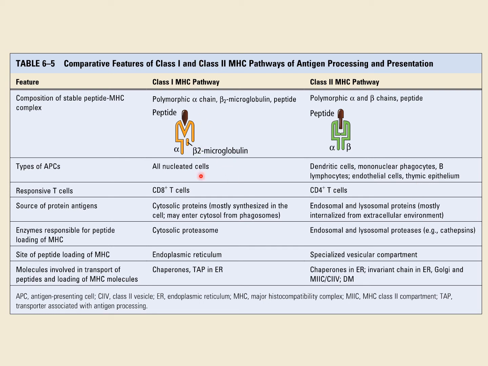The MHC class 1 pathway results in activation of CD8 or cytotoxic T cells. However, the MHC class 2 pathway results in activation of T helper cells or CD4 T cells. The source of protein in the MHC class 1 pathway is cytosolic. In some cases, it can be extracellular as well, such as proteins that have escaped the phagosomes. In the MHC class 2 pathway, the source of protein can be endosomal or lysosomal, so mostly they are extracellular proteins.